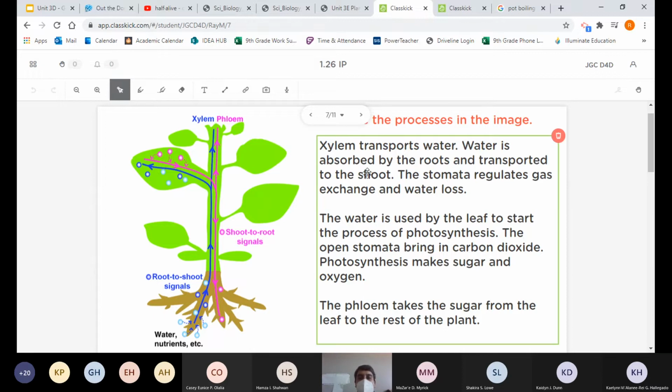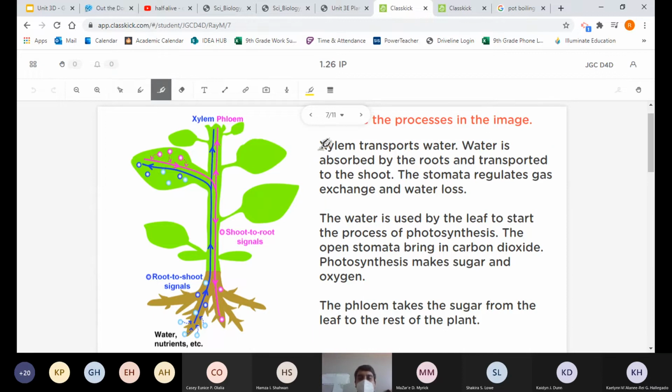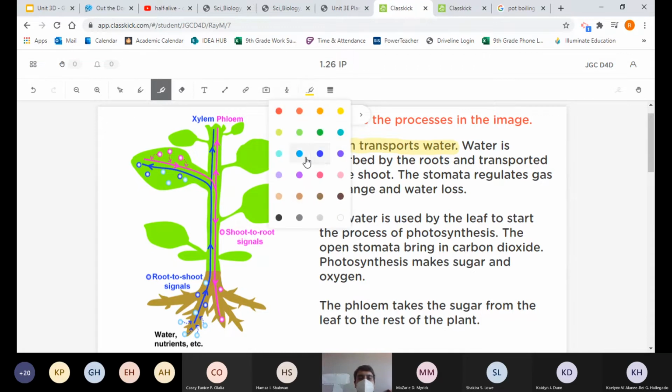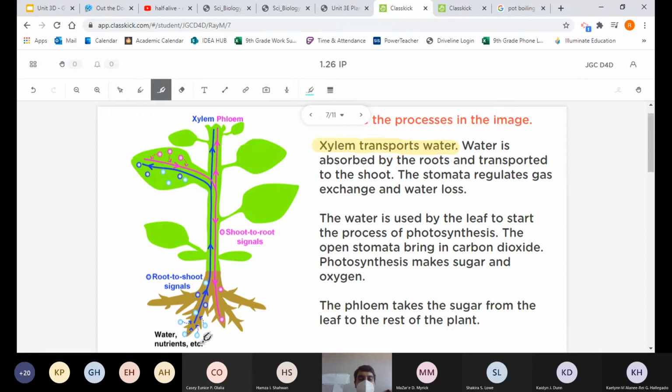So, the xylem transports water, right? We're talking about our vascular tissue in plants. The vascular tissue is going to specifically be the xylem and the phloem. So right now we're looking at the xylem. The xylem transports water. Water is absorbed. Let me get a nice blue color. Okay, water is absorbed from the roots up through the flower and goes to the leaf.